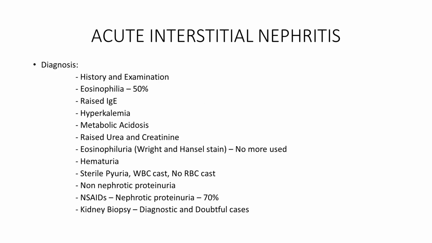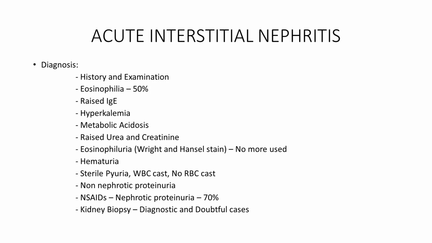Diagnosis is by history and examination, especially drug history. Eosinophilia is present in 50% of the cases. IgE can also be elevated because it's a form of hypersensitivity reaction. Hyperkalemia occurs because of kidney impairment, metabolic acidosis because of kidney failure, and raised urea and creatinine because of kidney failure.